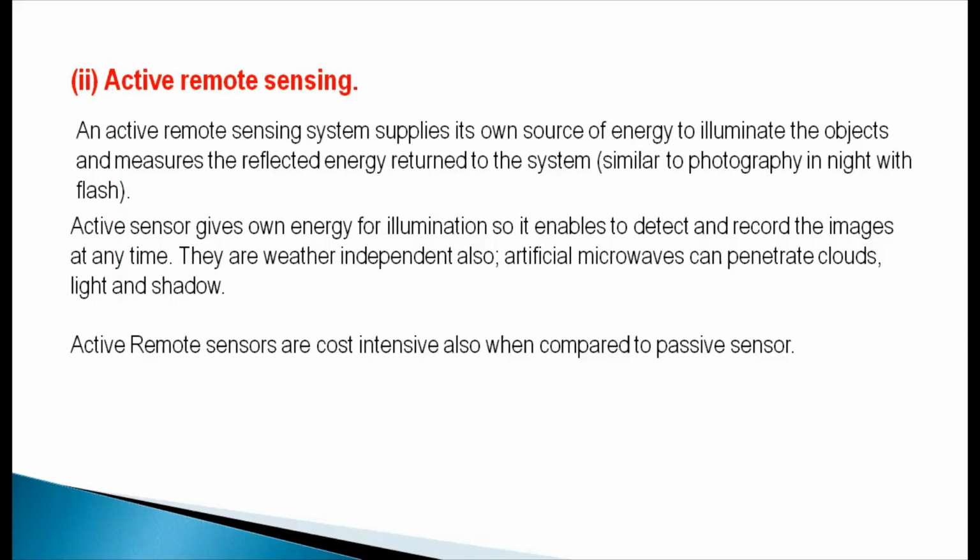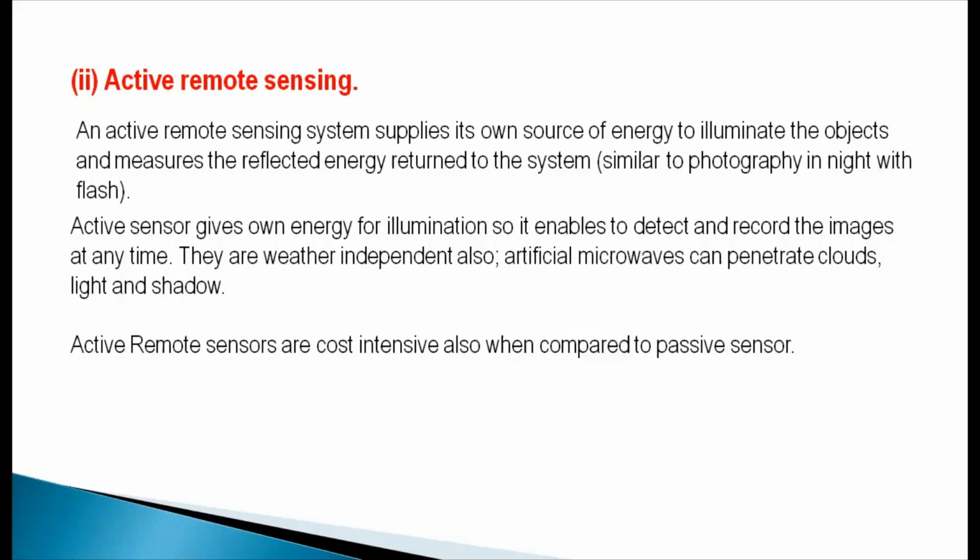तो यहाँ पे in active remote sensing you can capture the images even in the night time. अगर सूरज की रोशनी दिन को नहीं है और रात हो जाती है फिर भी आप उससे ले सकते हो. You can still get the data from there. So they are weather independent also. Artificial microwaves can penetrate clouds, light and shadow. So weather is also important. If the sun or sky is clear, then we have more data, more exclusive images, clear images.